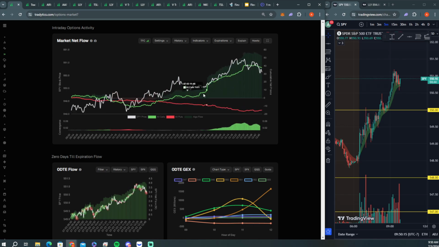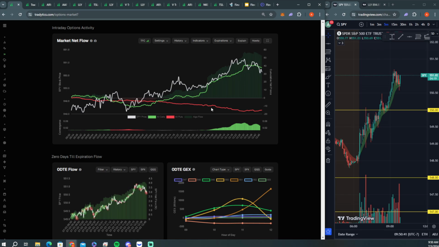So right when that started to push up, you can see that we got that big swing from like 549.75, and we just hit 551. So we moved about $1.25 in the market once we got that huge rip up in calls there. So anything really above 5 million is a big move in market net flow, I would say.